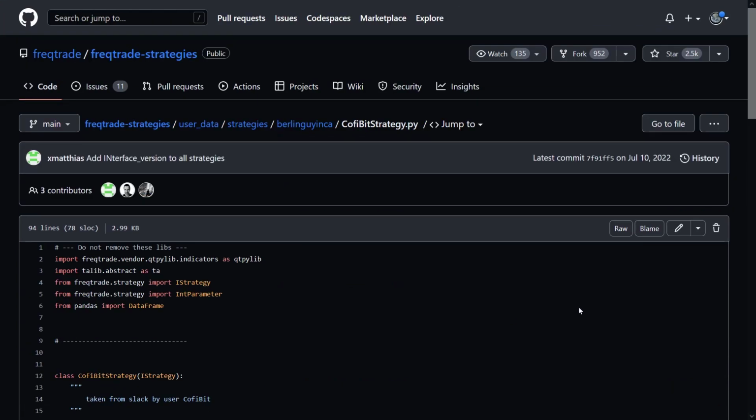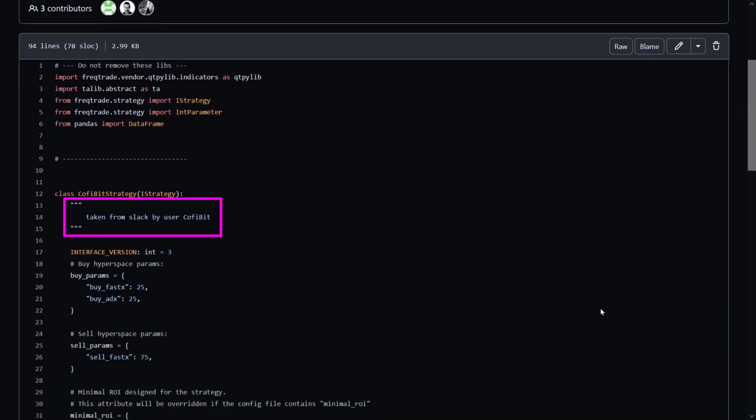The Cofibit strategy is also part of the mentioned repository and collected by the Berlin guy in CA. But if you open the code, this file is taken from Slack by a user called Cofibit. The original author is not mentioned, but as always, all credits go to the author and collectors of this code. I'm just the guy that tests if it performs well.